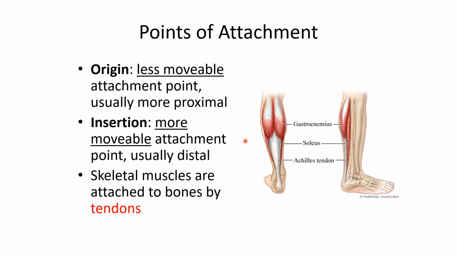Now let's zoom out a little bit and talk more of a gross view here. So, points of attachment. Origin is the less movable attachment point. For example, the gastrocnemius is going to originate on the femur up here. You can't actually see it, but it's going to originate up there, and it's going to insert. The insertion is the more movable attachment, and it's usually distal, which it is in this case. So it's going to insert on the calcaneus here, the bone. It's known as the calcaneus right there.